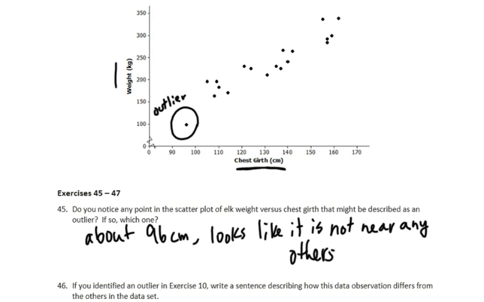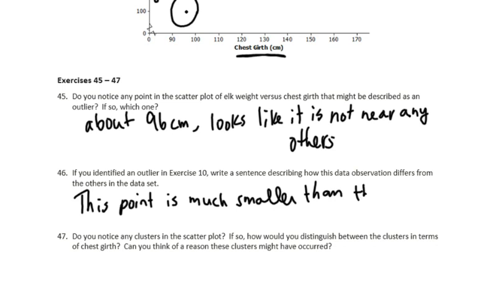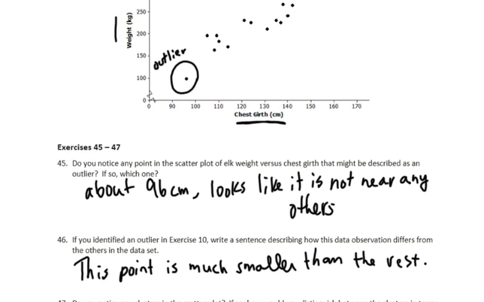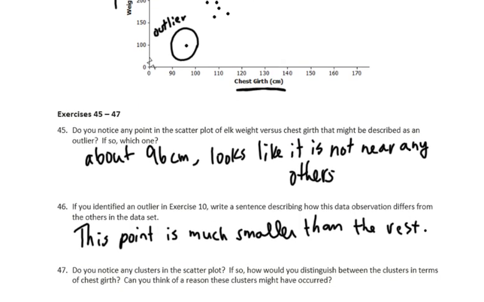If you identified an outlier in exercise 10, write a sentence describing how this data observation differs from the others in this data set. I would say that this point is much smaller than the rest. So whether that point was a newborn baby, maybe, or a runt of a litter, might be an explanation of why.